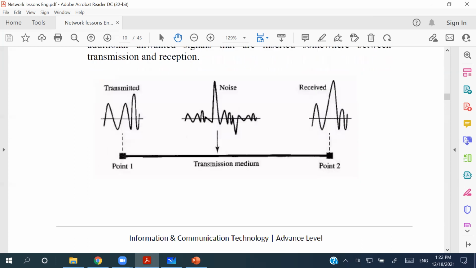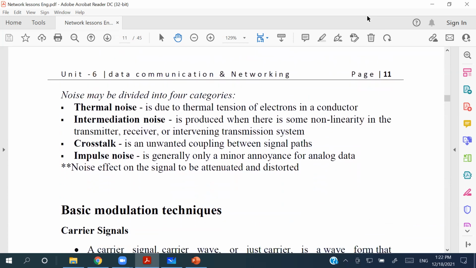So these noises can be categorized into many different categories. Here we have given you some, which are thermal noise, intermodulation noise, crosstalk, and impulse noise. So thermal noise happens due to the thermal agitation of electrons in a conductor.